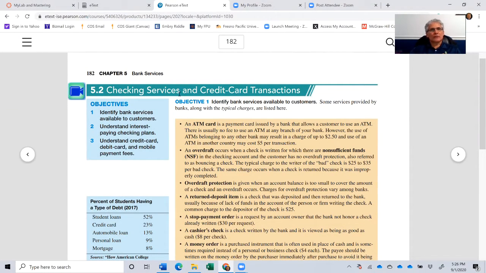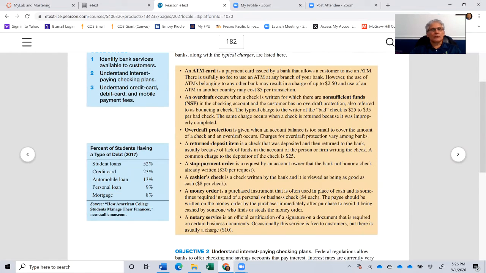5.2 is checking services and credit card transactions. Some more terminology. An ATM card is a payment card issued by a bank that allows a customer to use an ATM. There is usually no fee to use an ATM at any branch of your bank. However, the use of ATMs belonging to any other bank may result in a charge of up to $2.50, and use of an ATM in another country may cost as much as $5 per transaction.